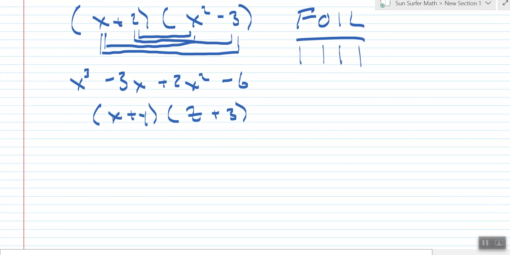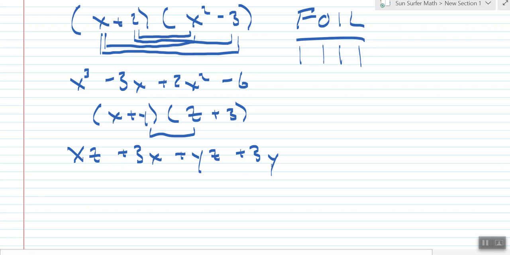So the first term in each would be x times z. The outside terms would be x times 3. The next term would be the inside terms, which is y times z. And then the last term in each would be 3y. And now there's no similar terms to add together there, so that would pretty much be it.